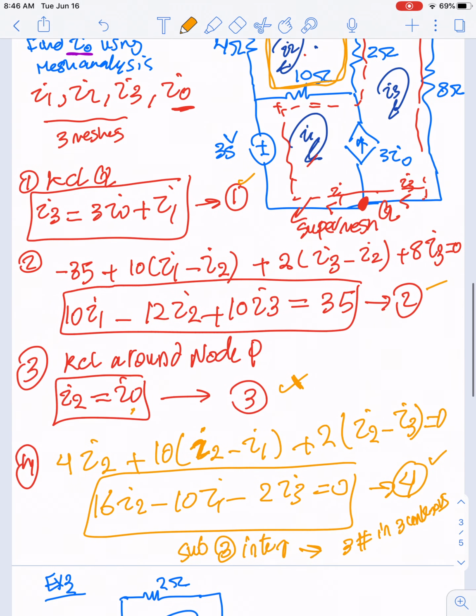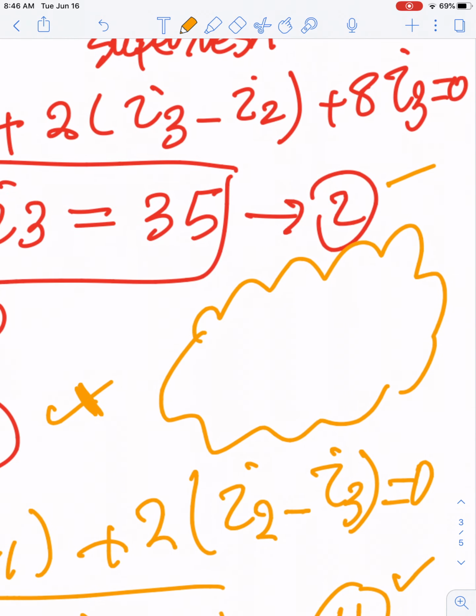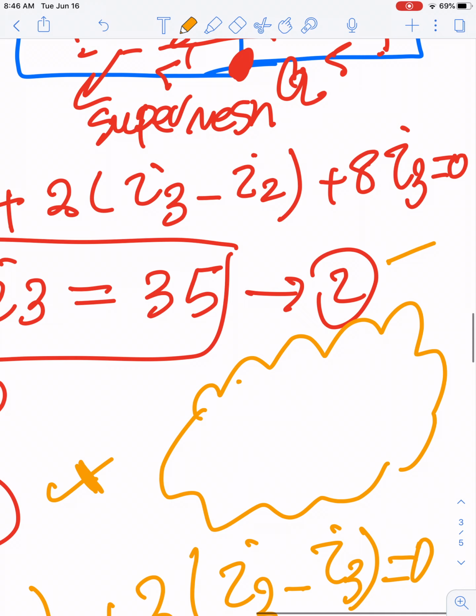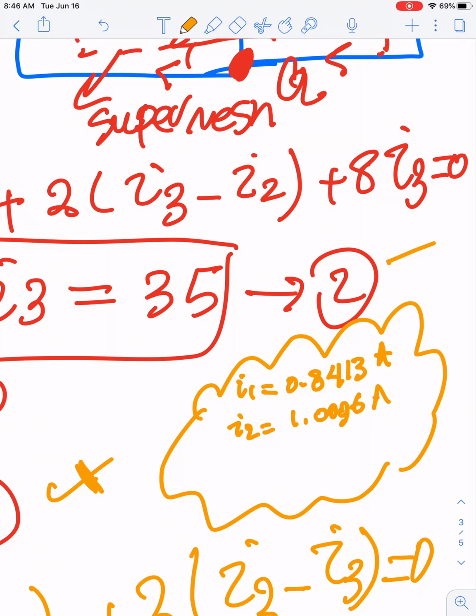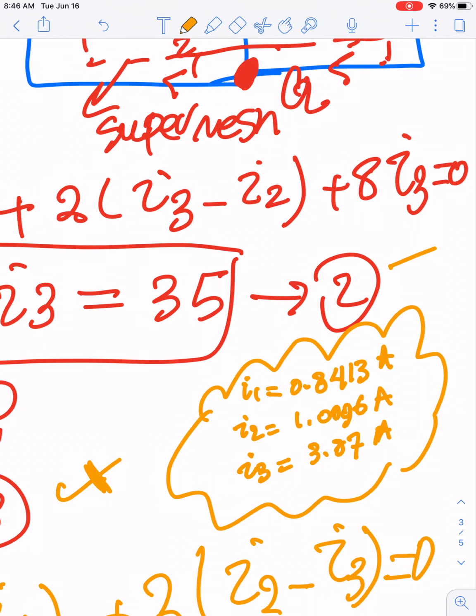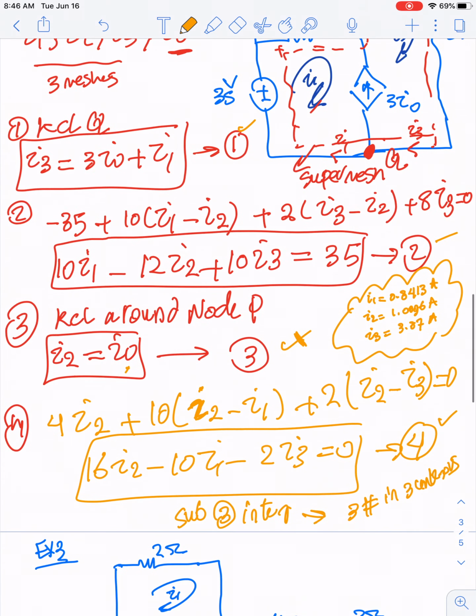So I will write the final solution here. Sorry for that. So I1 is equal to 0.8413 amperes, I2 is equal to 1.0096 amperes, and I3 is equal to 3.87 amperes. Okay, so this is the final answer.